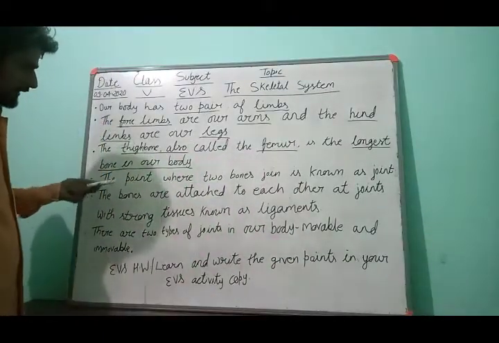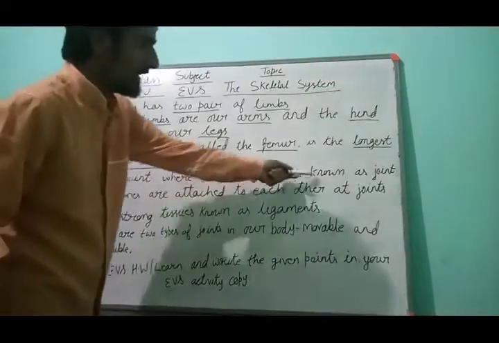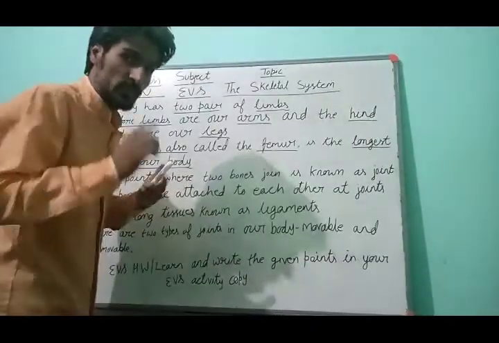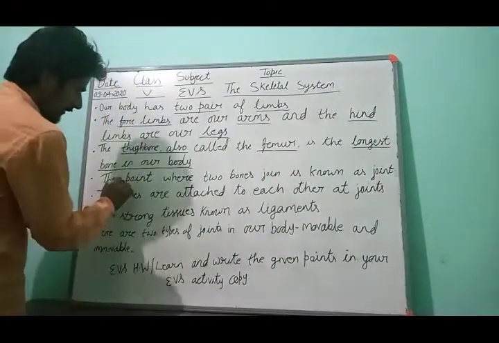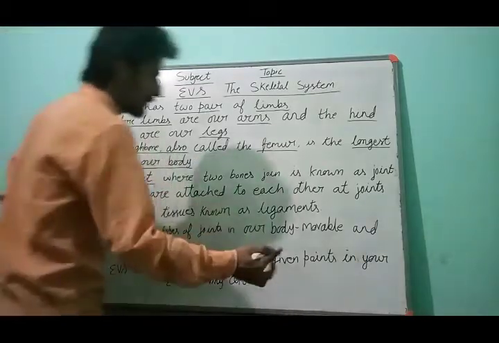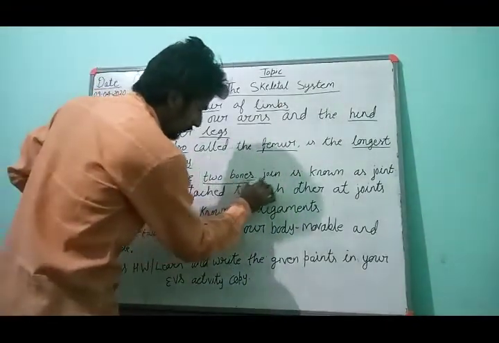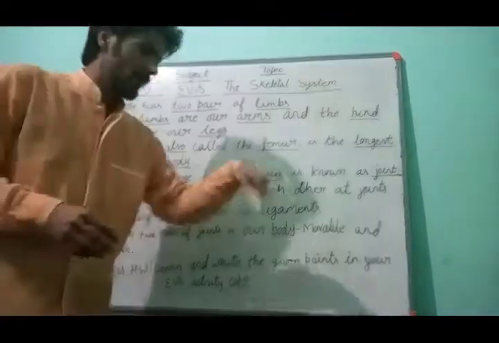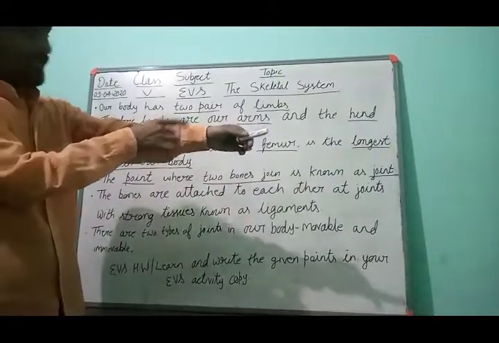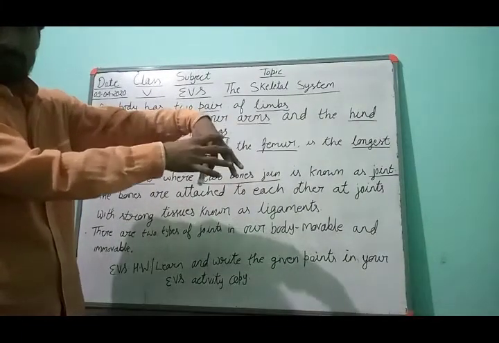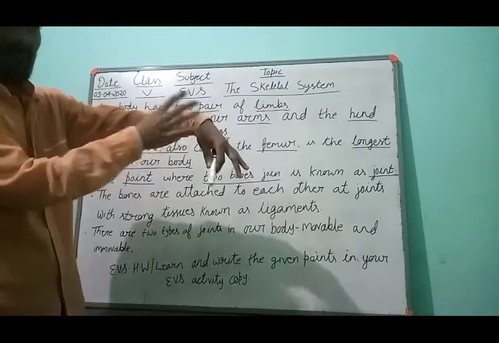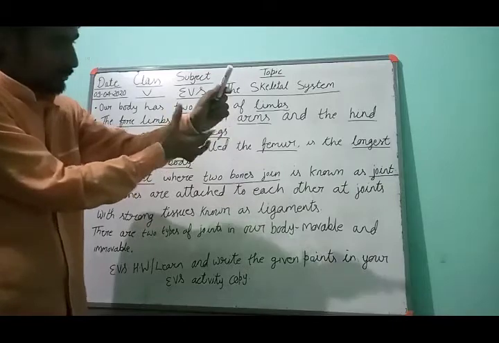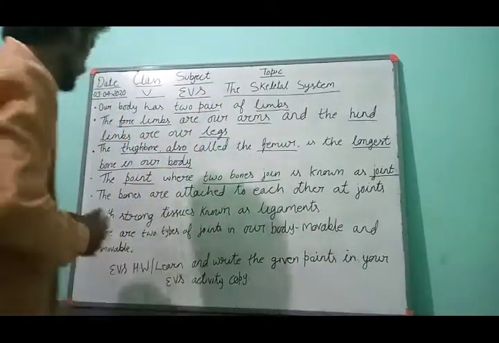Next point, the point where two bones join is known as a joint. Means the place where two bones join, that is known as a joint. Here one bone is here, and the second one is in my hand. Between hand and arm is a place where the two bones are joined together. So that place is known as a joint.